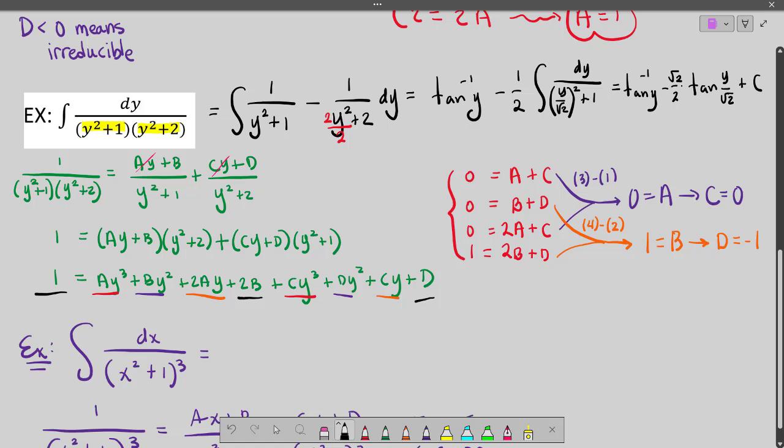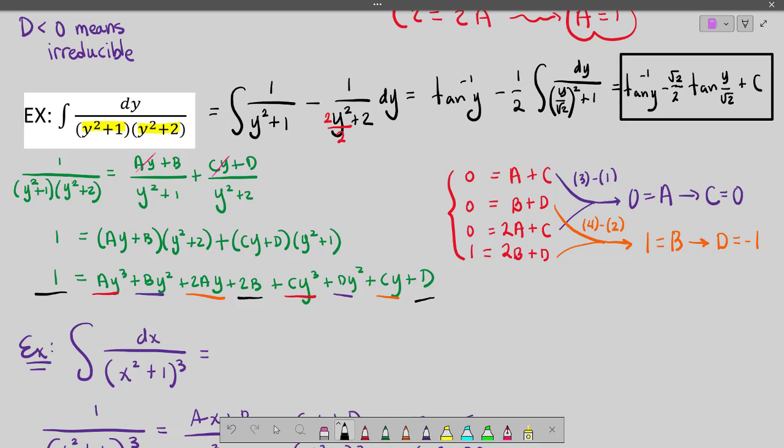So there is our antiderivative. And the inverse one. The negative. Thank you. Yes. Inverse tan. Thank you.